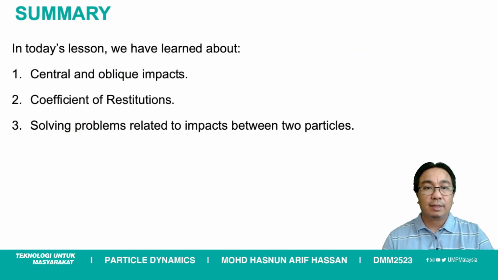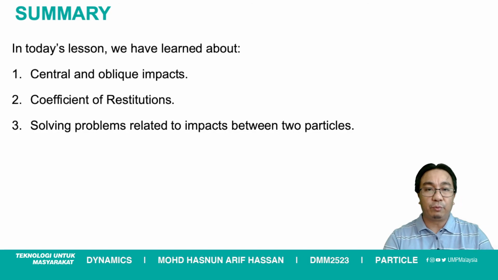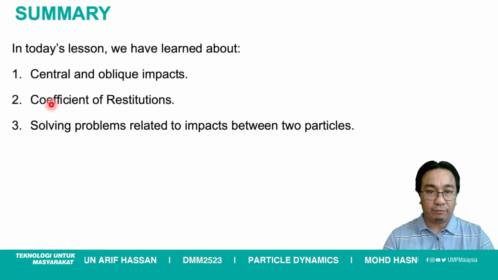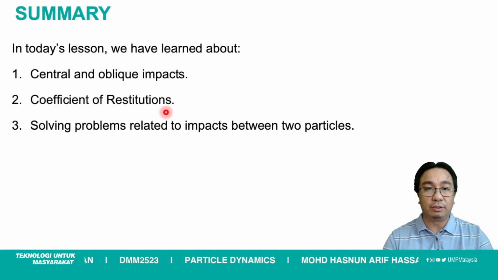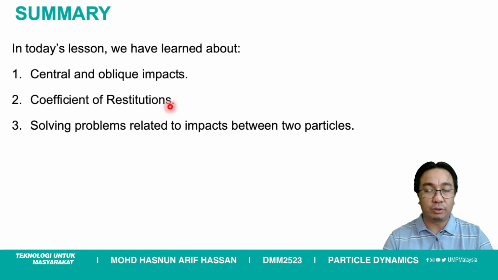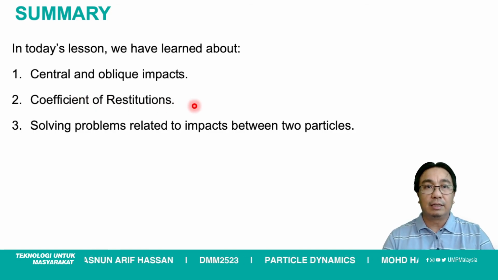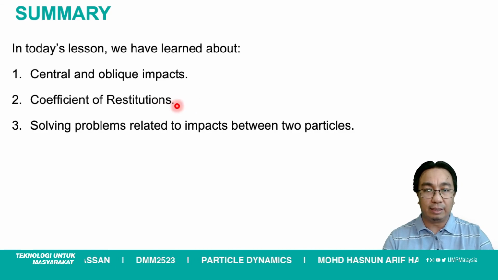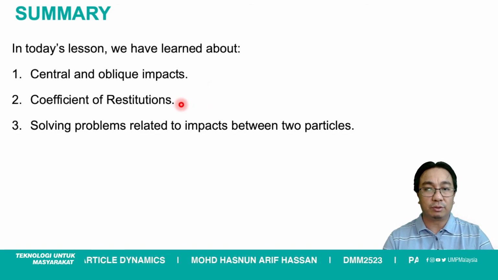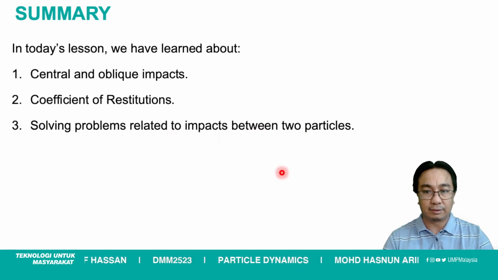So in summary, today we have learned about central and oblique impact. We have learned about the coefficient of restitution e, how to calculate it, what is the equation of the coefficient of restitution, and we have also learned about the purely elastic impact where e equals 1, and also purely plastic impact where e equals 0. And finally we have solved a few problems related to impact between two particles.